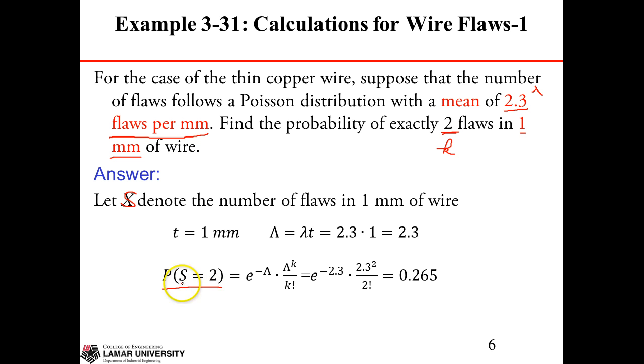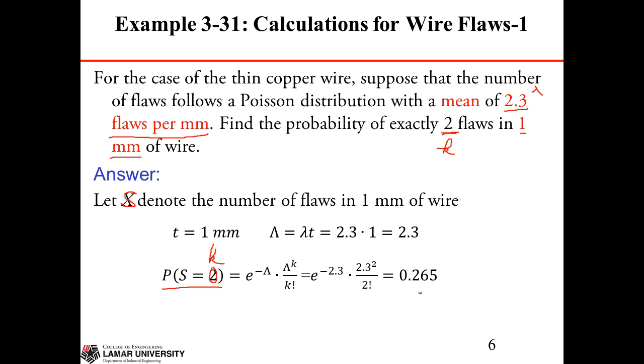Then we have the probability of s equal to 2 equals e to the negative lambda multiplied by lambda to the power of k divided by k factorial. We replace the numbers for those parameters: e to the power of negative 2.3 multiplied by 2.3 to the power of 2, where 2 is the k, divided by 2 factorial. You get the probability equal to 0.265.